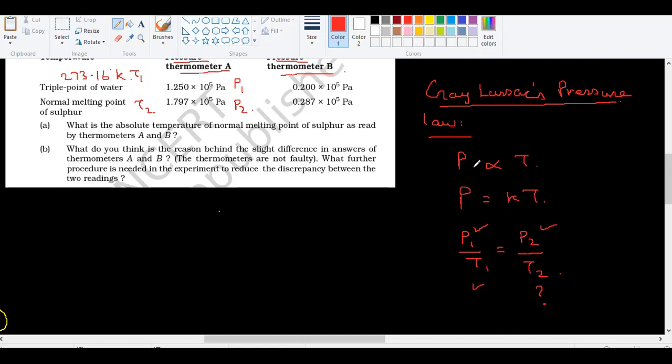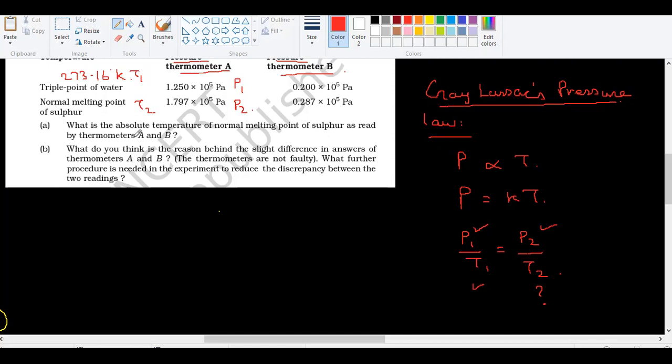Anything else that comes to your mind? Anybody? You can also have a volume thermometer, right? As the temperature increases, the volume of the gas increases, which means if I measure the volume, then I can easily tell the temperature.